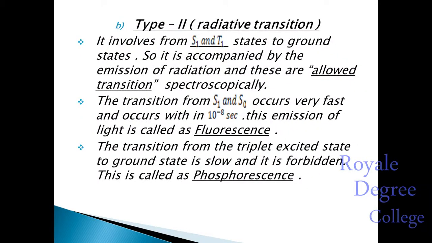Then the next type is type 2, which is radiative transition. It involves going from the S1 and T1 states to the ground state. It is accompanied by the emission of radiation, and these are spectroscopically allowed transitions. The transition from S1 to S0 occurs very fast, within 10 to the power minus 8 seconds. This emission of light is called fluorescence. The transition from the triplet excited state to the ground state is slow and forbidden. This is called phosphorescence.